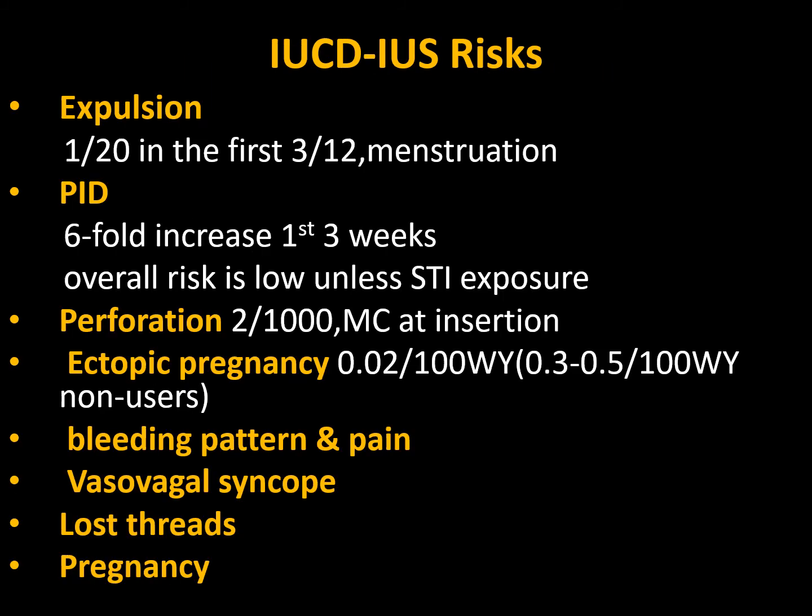Contraindications. Possible risks with IUCD, IUS insertions. First of all, expulsion. Expulsion means when the IUCD comes out, the chances are 1 in 20 in the first 3 months. And usually it comes out with a heavy menstruation, and this is why I told you we need to follow the lady up 4 to 6 weeks after IUCD insertion.